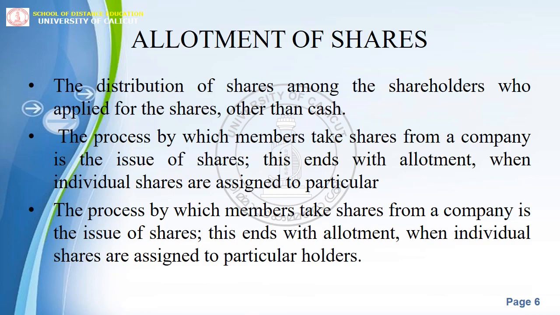When the issue of shares ends, the allotment of shares begins. That is, each individual is assigned particular shares. They become the holder of those particular shares. That is, the distribution of shares among the shareholders who applied for the shares.